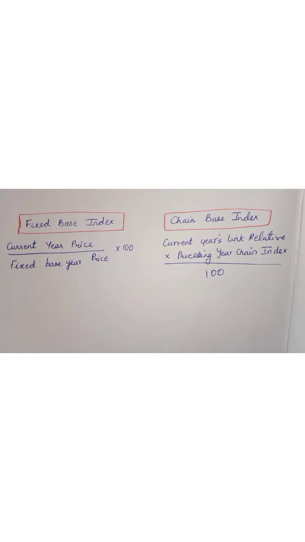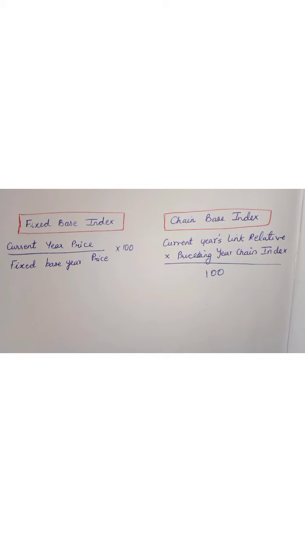So in the last two lectures we discussed fixed base index and chain base index. Let us do a quick revision on the same. Fixed base index means we are going to fix a base year, and that base year's price we are going to fix. For example, when a serial number of years is given, from that we fix one year, and we use that year's price repeatedly for finding the indices.